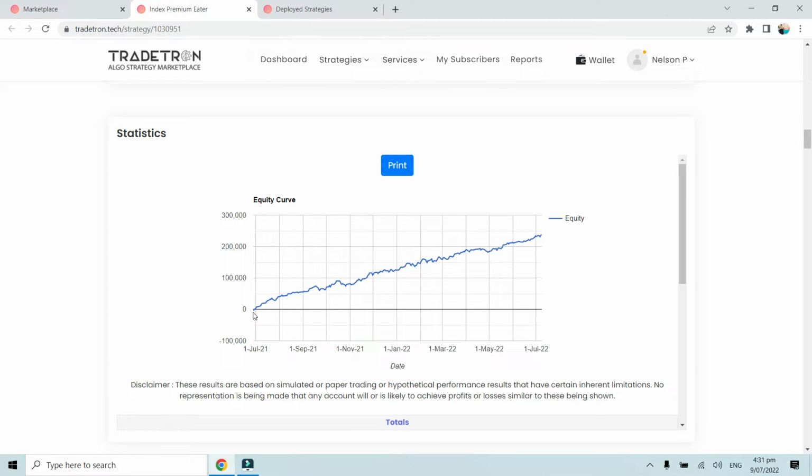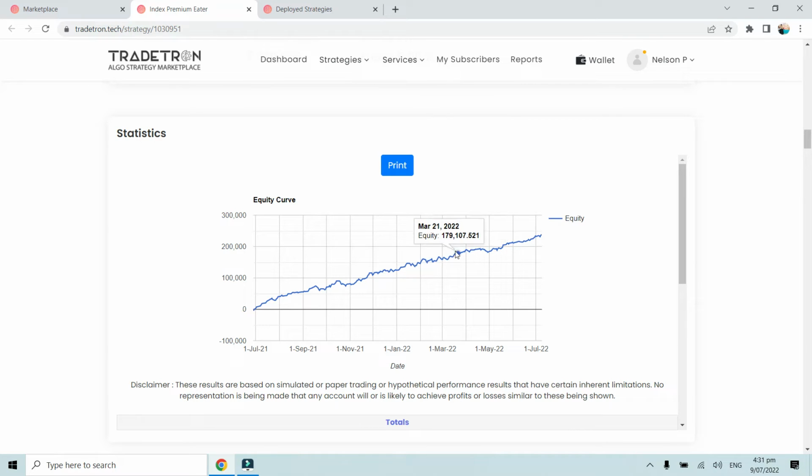So as you can see, right from day one, on a daily basis, from July 1, 2021, one year ago, till today, you can see on a daily performance basis how the strategy has performed every single day. That chart is available till date, that is, till yesterday. How much profit is generated by the strategy on a daily basis?